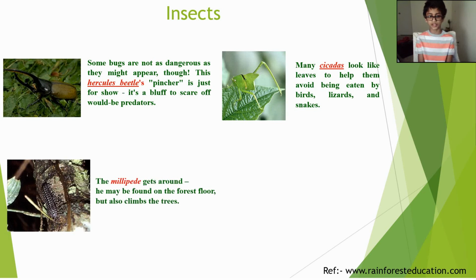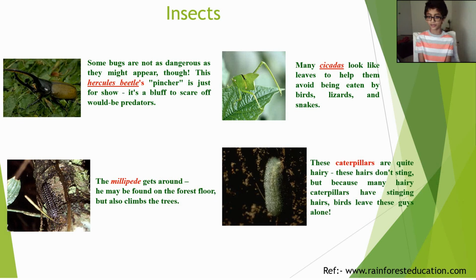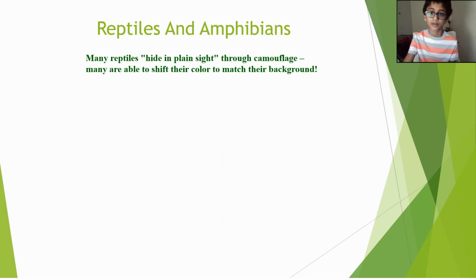Next, we have the millipede. It gets around with many legs on the forest floor. There are also millipedes here in America, but there are many other different species there in the rainforest. And finally, we have caterpillars. They're quite hairy, and we also have them here, but there, surprisingly, they have stingers. They can sting birds that won't leave these guys alone. So if a bird comes up and tries to eat it, it will sting it, and these have some defense, unlike caterpillars here, which don't.